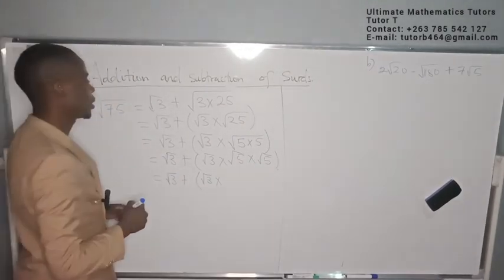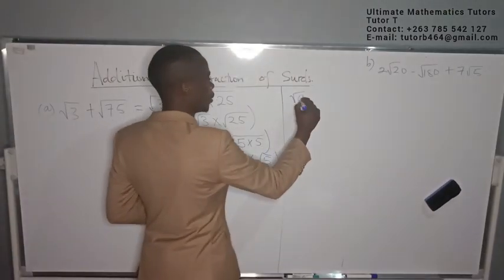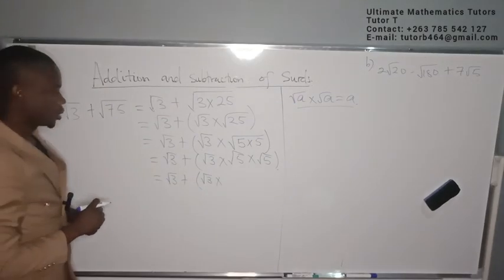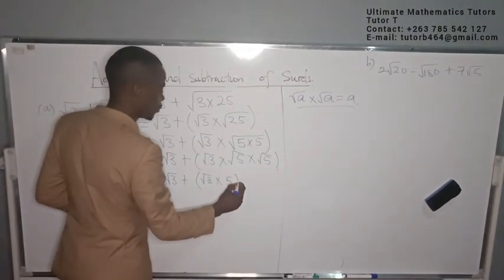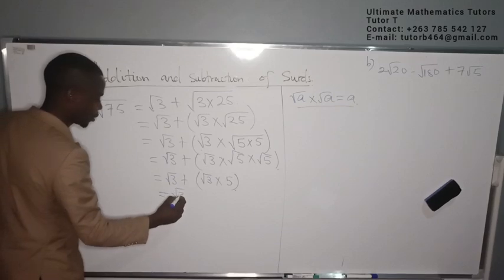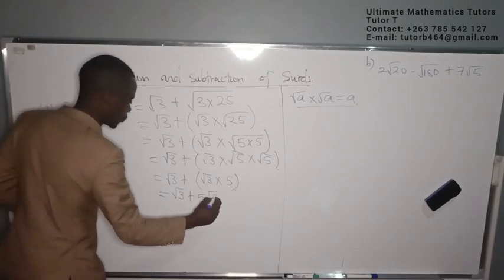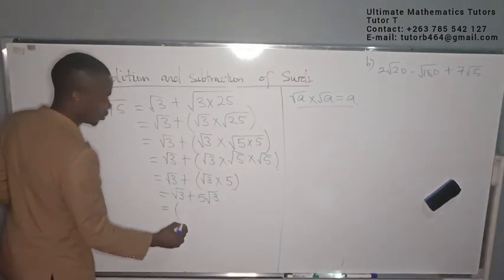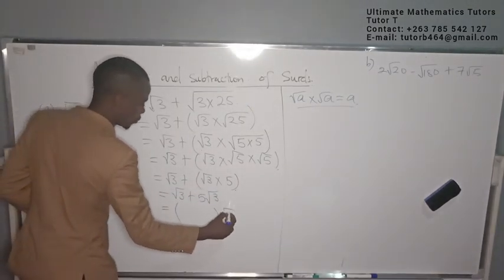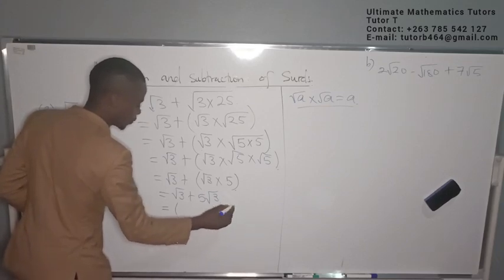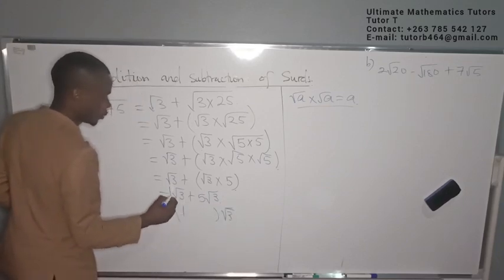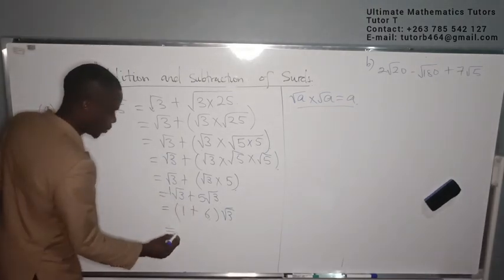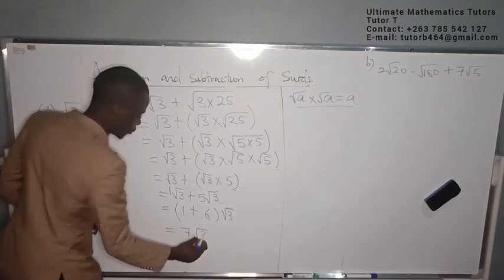Remember from our first law we said root of a times root of a gives you a. So in this scenario, root of 5 times root of 5 gives you 5. Now we're going to be left with root of 3 plus 5 root of 3. Now factorize what is common here. What is common is root of 3, and we're left with 1, the coefficient of root of 3, plus 5, which is 6. Now we're left with 6 root of 3.